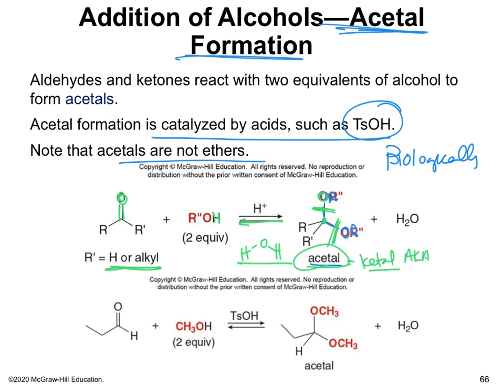So tosic acid is the acid of choice because it's organic acid, and a lot of times you just do this in a solution of methanol, so you're definitely going to have two equivalents. You can assume that there's always going to be an excess, and then that's going to make an acetal. And you can go backwards by just adding lots of water.